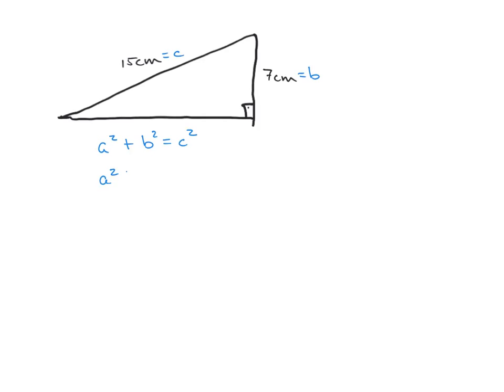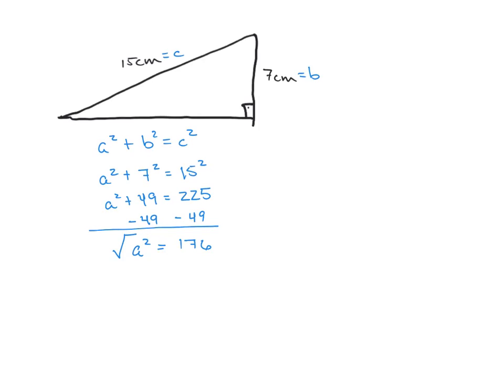So we get A squared plus 7 squared equals 15 squared. If we simplify, we get A squared plus 49 equals 15 squared, which is 225. We can now subtract 49 from both sides. We get A squared equals 176. And now we want to know what squared equals 176, so we're going to take the square root of both sides.